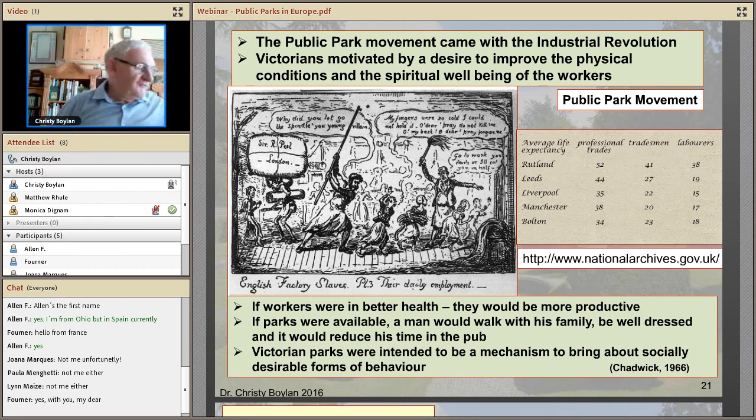This was during the Victorian period in England, when Queen Victoria was on the throne, and she was so for over 70 years. And they were motivated by a desire to improve the physical conditions and the spiritual well-being of the workers.